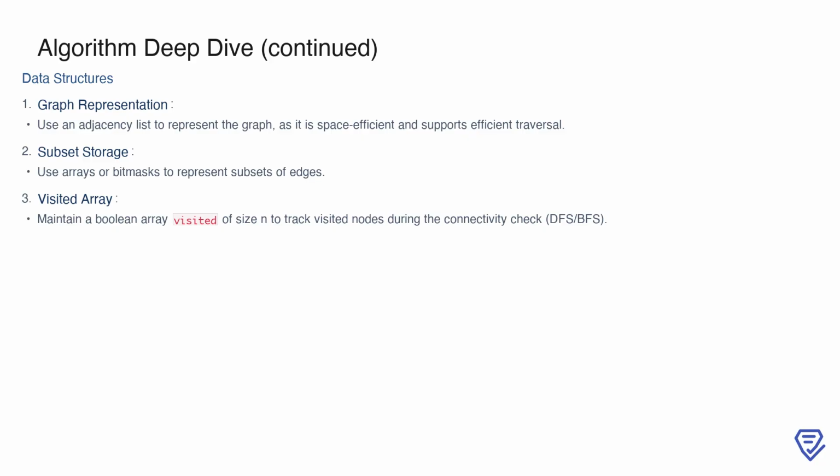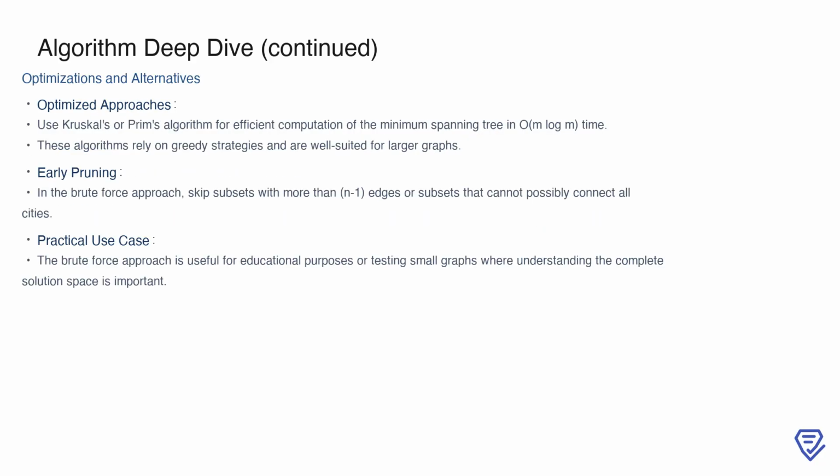These data structures are critical for efficiently handling the operations required in the brute force approach, even though the overall algorithm remains computationally expensive. Given the limitations of the brute force approach, optimized algorithms like Kruskal's or Prim's are often preferred for solving this problem in real-world scenarios. Both are greedy algorithms designed to compute the minimum spanning tree efficiently, with a time complexity of O(m log m). These algorithms prioritize efficiency and are well suited for larger graphs.